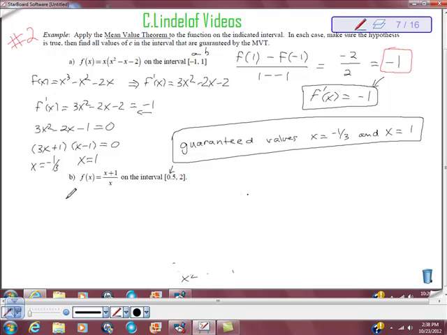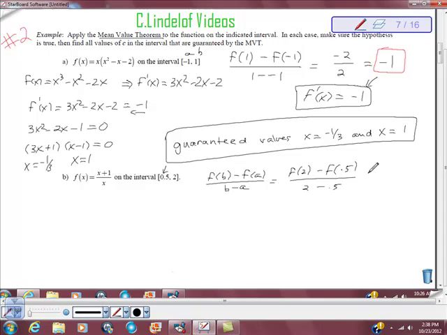So I'm going to set this up. Remember, the mean value theorem says that we take f of b minus f of a over b minus a, and that's going to give us the slope value that we're looking for. So as we do that, we're going to take f of 2 minus f of 0.5 over 2 minus 0.5, making sure my f is correct. And that's going to look like this, I think.